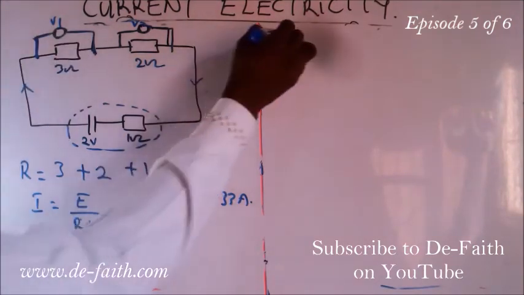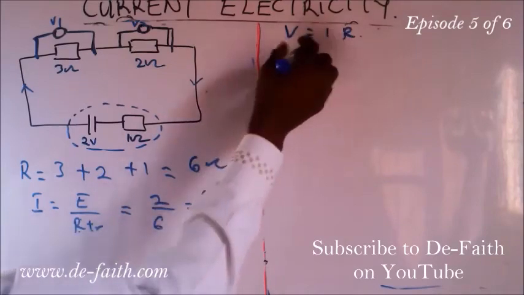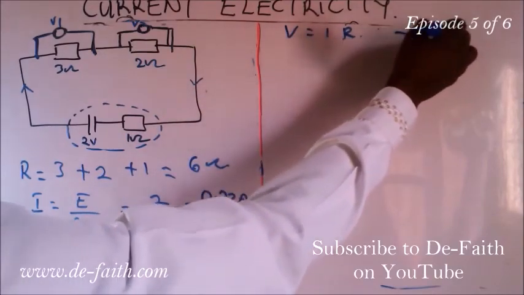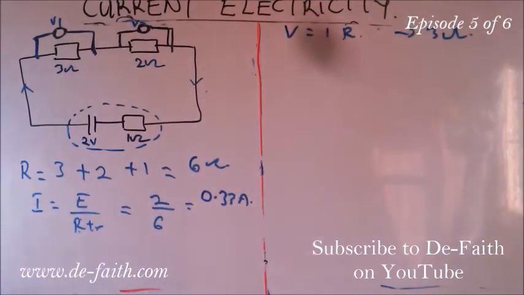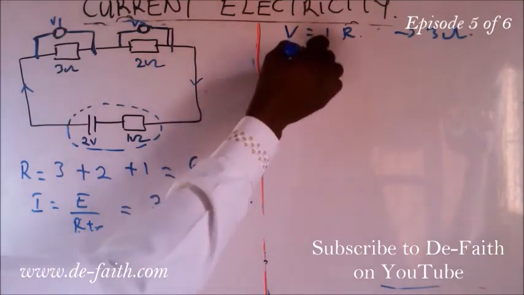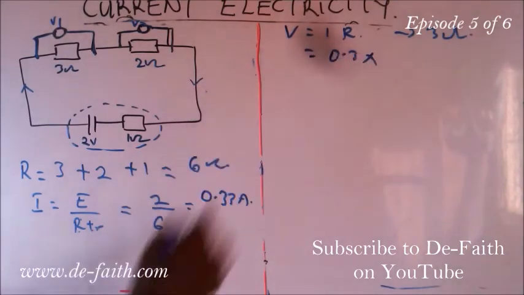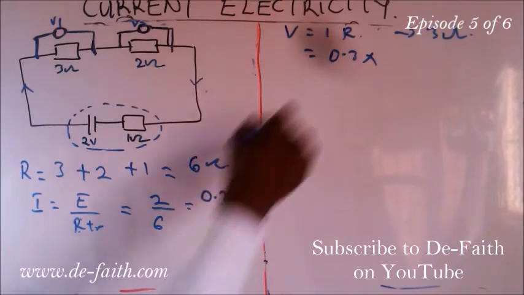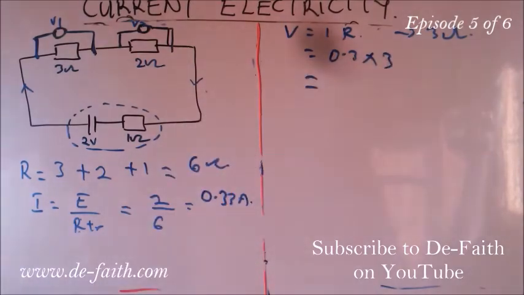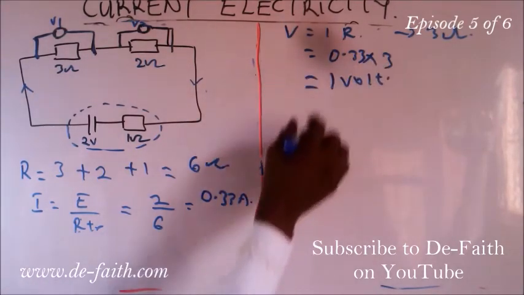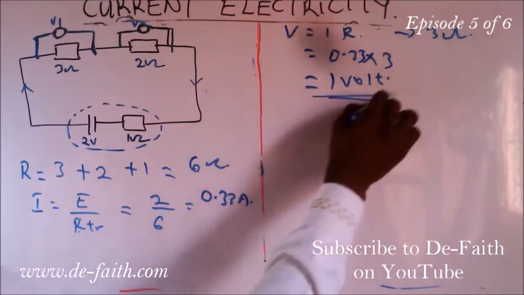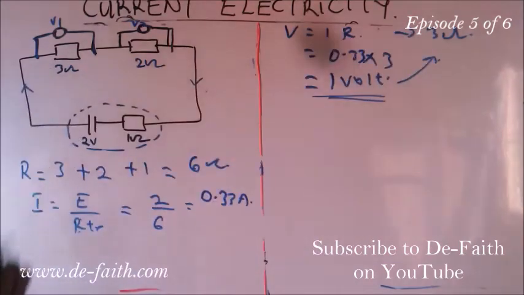Now, with that current flowing through the circuit, we will apply the potential difference across this. So we have V equal to IR. We want to do that for the 3 ohm resistor now. So the voltage equals the current, which is 0.33, multiplied by the resistance, which is 3 ohms, and that would give us 1 volt. Alright, so that's 1 volt across the 3 ohm resistor.